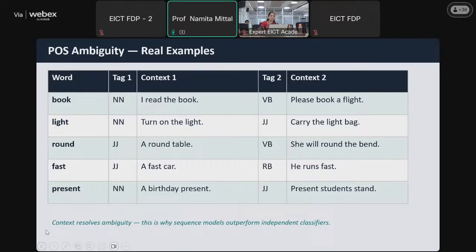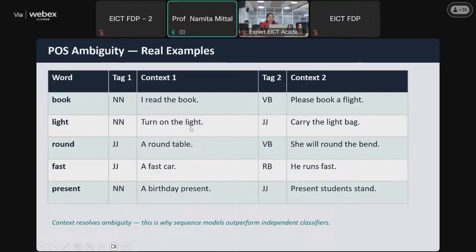So look at this book. I read the book. It is a context one. So we can easily say book is noun. But in a different example, please book a flight, here the book is considered as a verb base form.